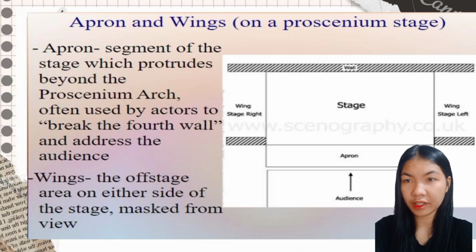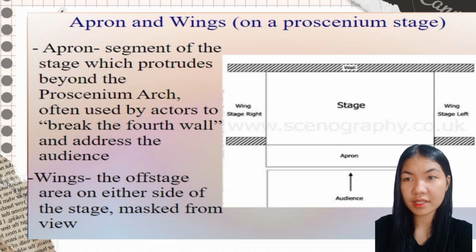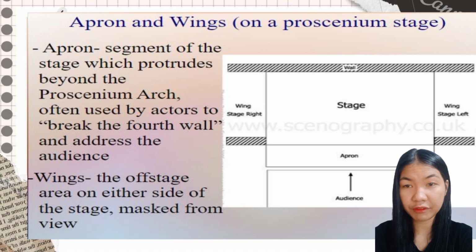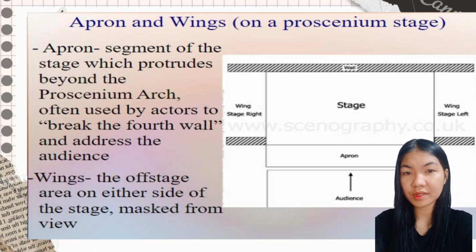The apron and wings on a proscenium stage. The apron is a segment of the stage which protrudes beyond the proscenium arch, often used by actors to break the fourth wall and address the audience, whereas the wings are the offstage area on either side of the stage, masked from view.